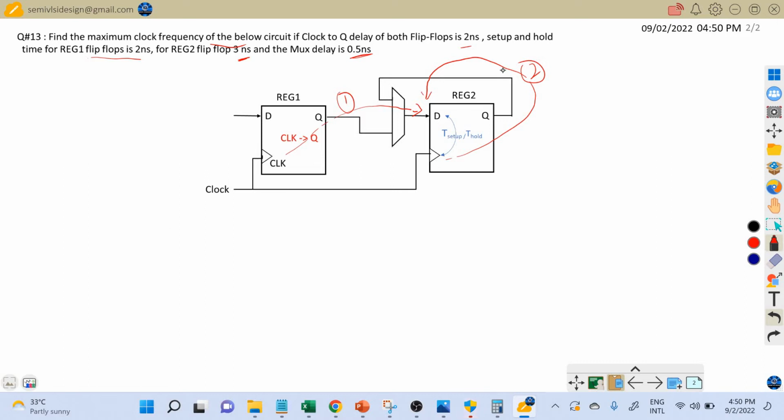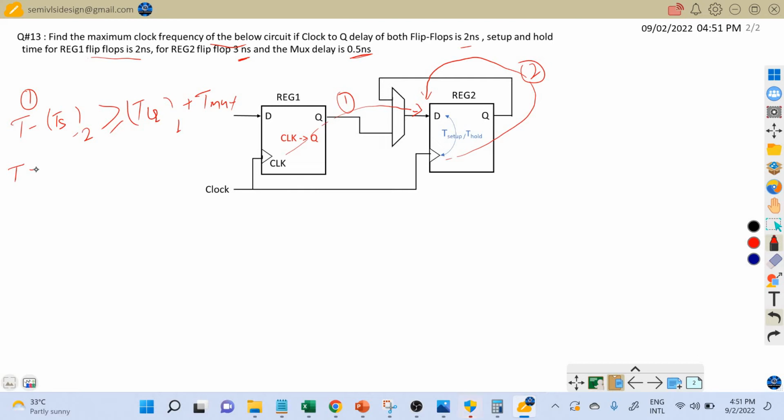So we have to find the maximum clock frequency, or the minimum clock period, so that both timing paths satisfy the setup and hold timing checks. Let's first concentrate on timing path 1 and write the setup equation. The setup equation of timing path 1 is T minus T setup of flip-flop 2 should be greater than or equal to T clock-to-Q delay of flip-flop 1 plus T combinational delay, and the combinational logic here is nothing but the mux.